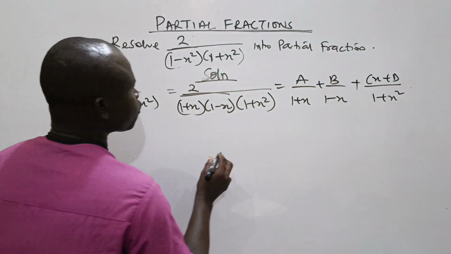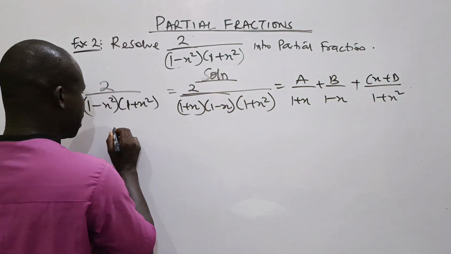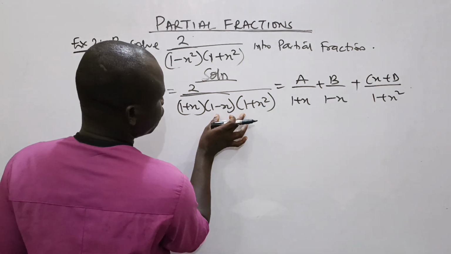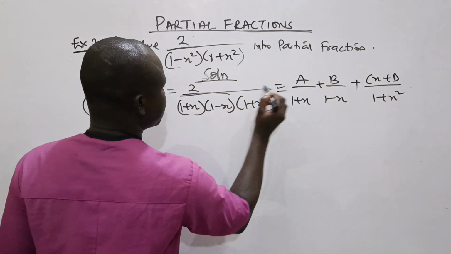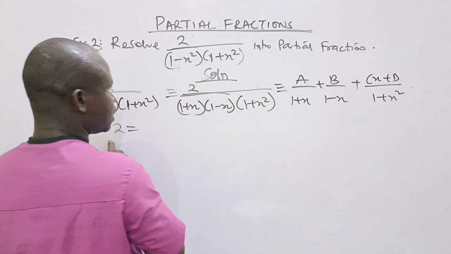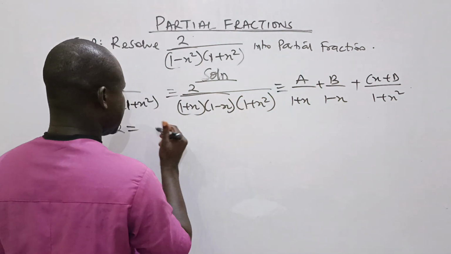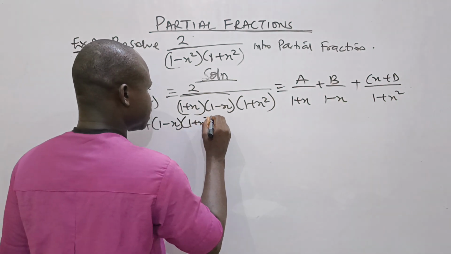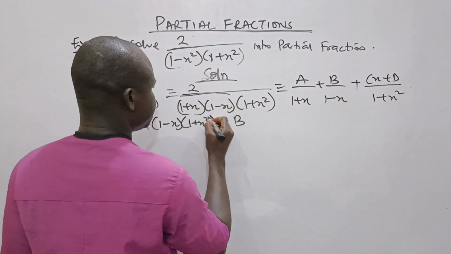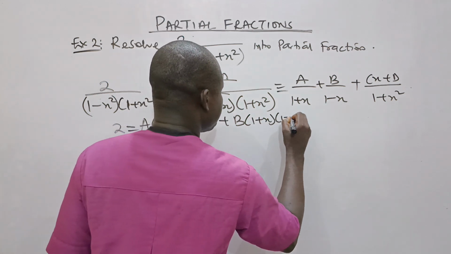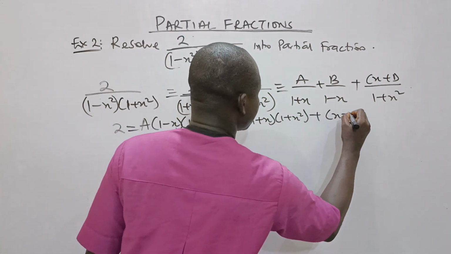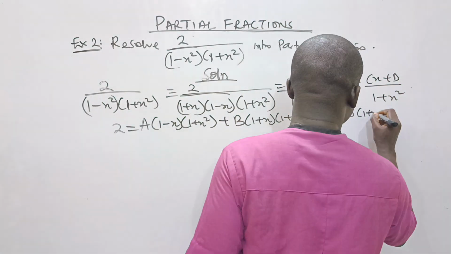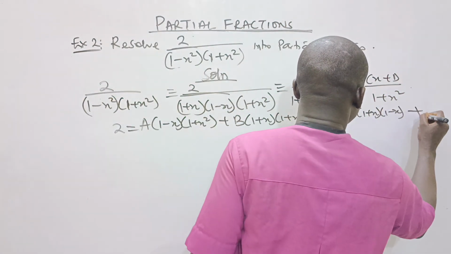So from here now, let's multiply through. We are going to have 2 to be equal to, if you multiply through by the denominator of the left-hand side, we are going to get 2 here. If you multiply this, we'll be left with A into bracket 1 minus x, 1 plus x squared. Then plus B into bracket 1 plus x, 1 plus x squared. Then plus Cx plus D, because this will cancel this, into bracket 1 plus x, 1 minus x. That's what we are going to have.